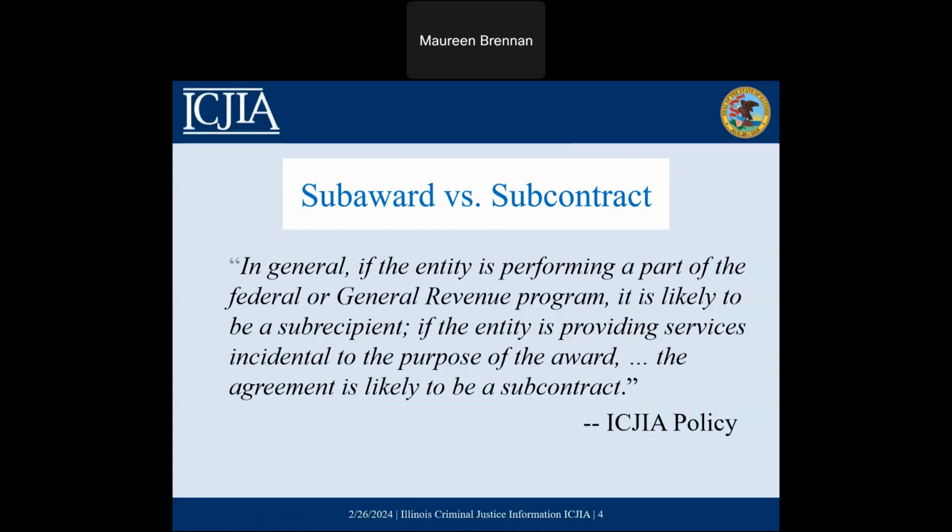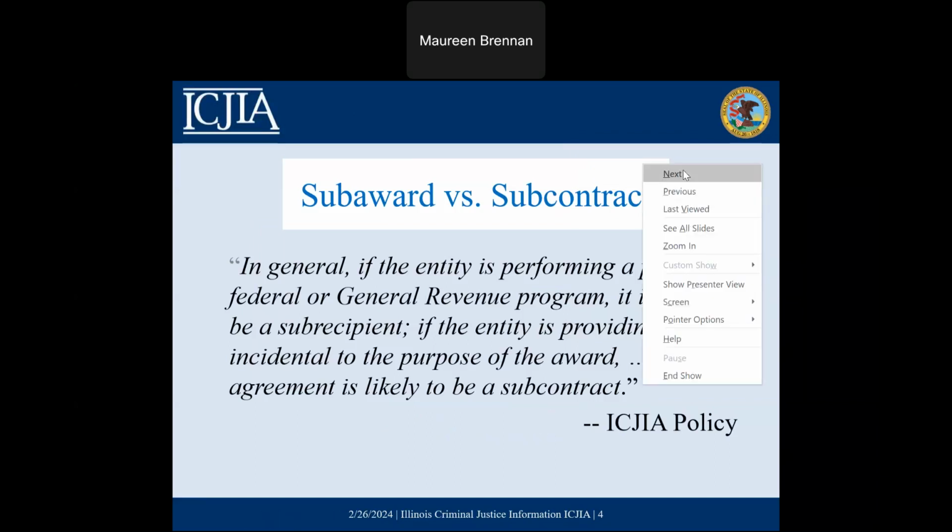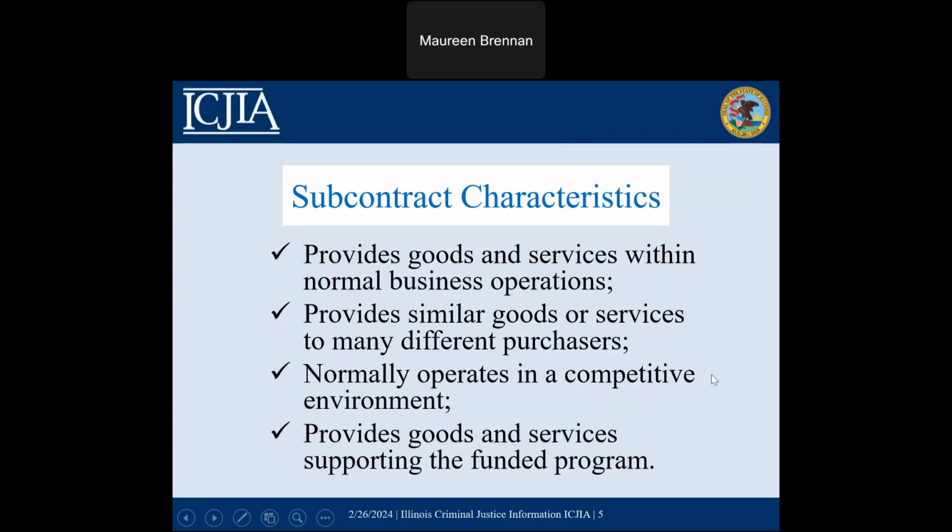So this is what the authority policy says regarding subawards and subcontracts. It says, in general, if the entity is performing a part of the federal or general revenue program, it's likely to be a subrecipient. If the entity is providing services incidental to the purpose of the award, the agreement is likely to be a subcontract. Let's see what that means in practical terms.